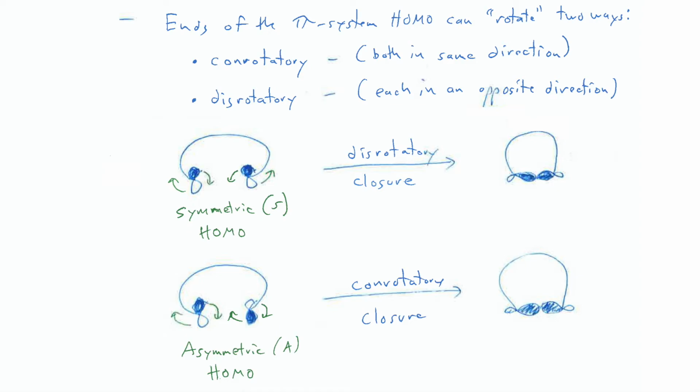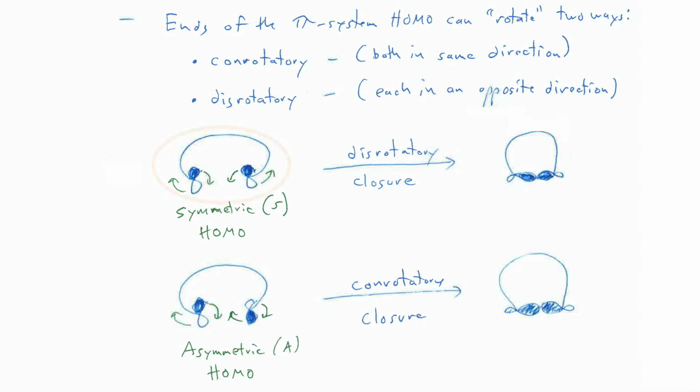So let's draw out what this looks like using a simplified version of our molecular orbitals. Here we're really only concerned with the HOMO when looking at electrocyclizations. With respect to symmetry, these molecular orbitals are going to be either symmetric or asymmetric. So let's take a look at what these two ring closures would actually look like.